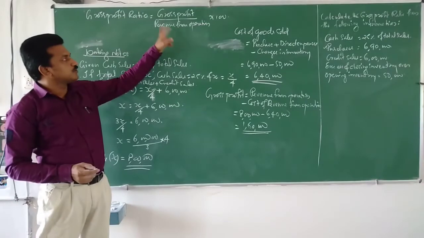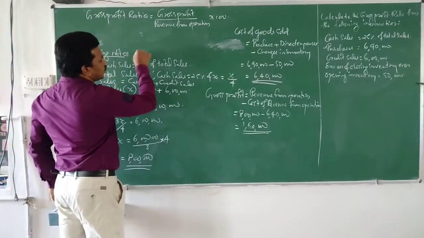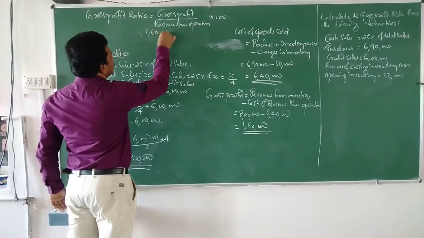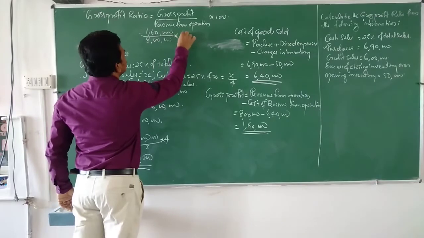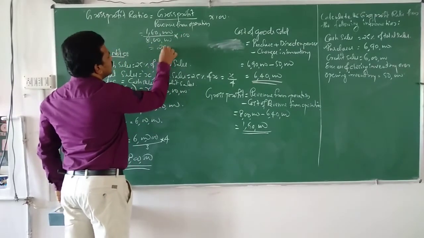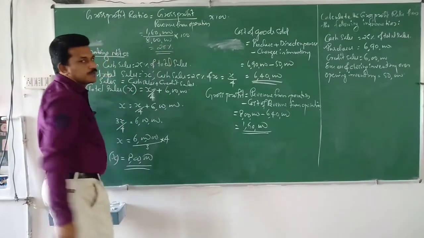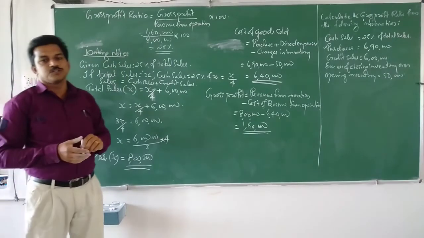Now we have got gross profit and revenue from operation. Gross profit 1 lakh 60 thousand divided by 8 lakh into 100. So 20% is this. Okay. So this is the way of calculating gross profit.